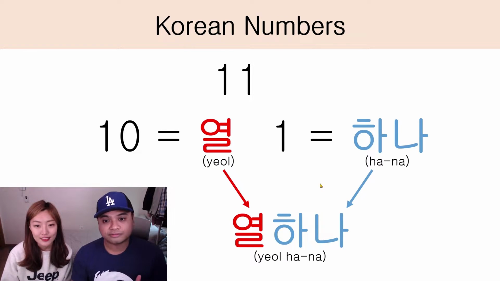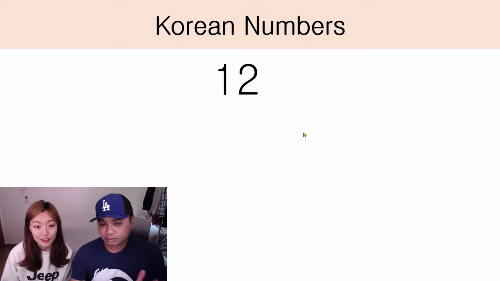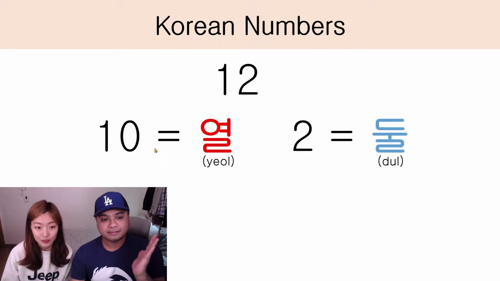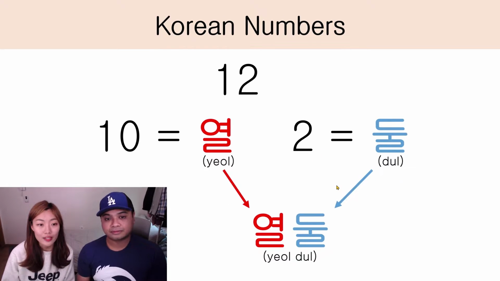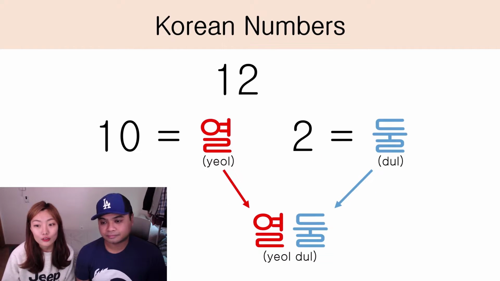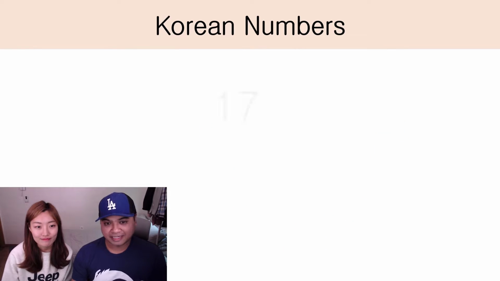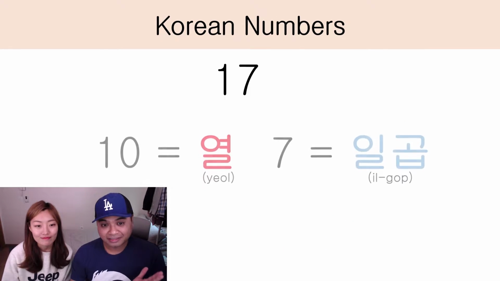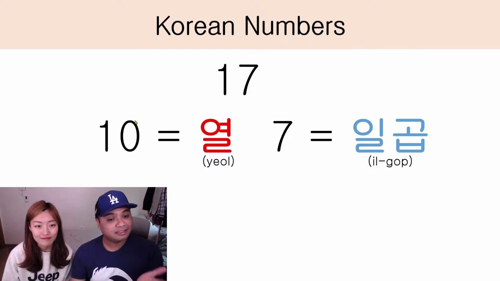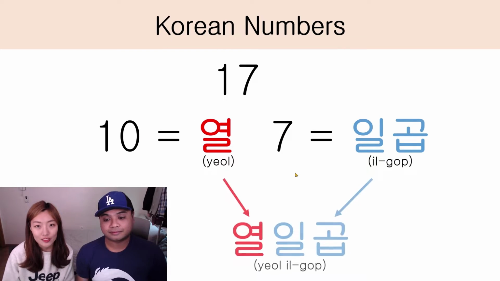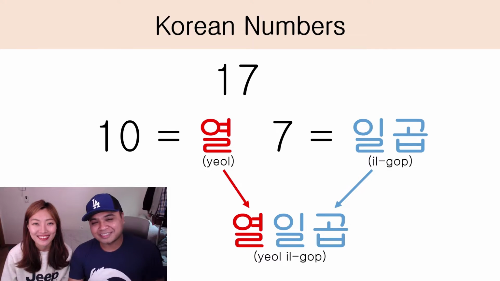The same with 12. To say 12, you just add 10 and 2 together. 10 is 열 and 2 is 둘, so you just say 열둘. Easy, right? To say 17, I think you can guess what you need to say. You need to say the 10 and then the 7 together: 열일곱. So you know how to say the numbers from 1 through 19, right?